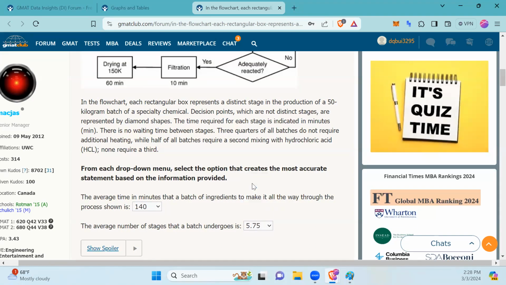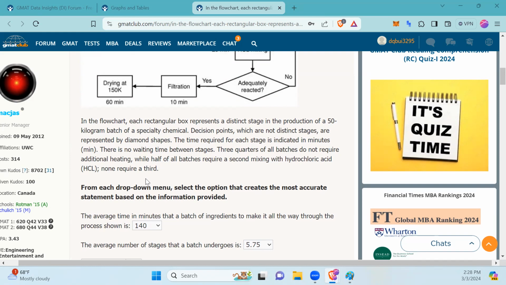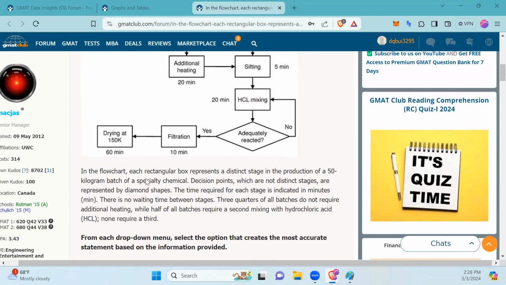5.75. So before we go into checking the answer choices, let's go through the calculation and see how we arrived at these numbers. So the average time in minutes that a batch of ingredients takes to make it all the way through the process shown is 140. So how did you get to 140?